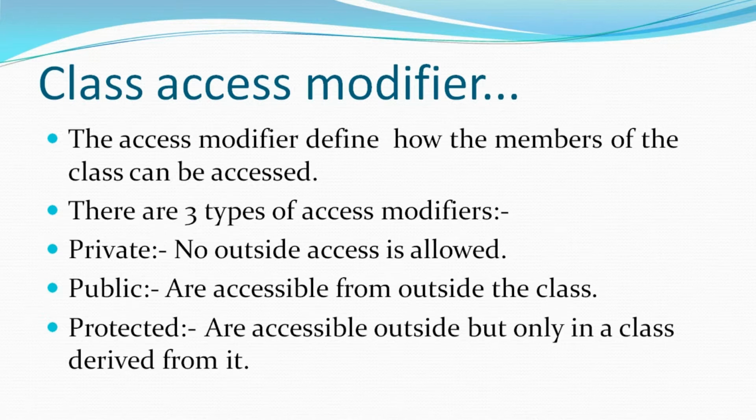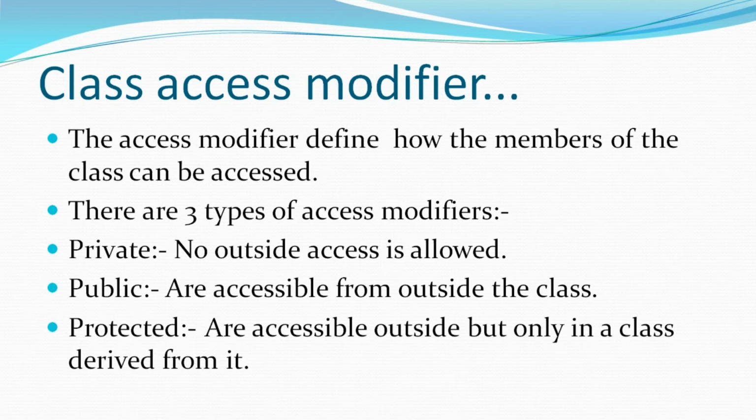The access modifier defines how the members of a class can be accessed. It is basically for security purposes, so that an outside function or outside object cannot access the members of the class of other objects. There are three types of access modifiers: private, public, and protected.